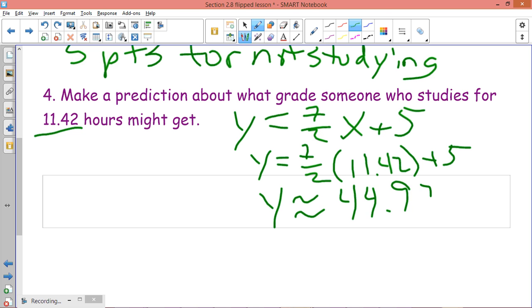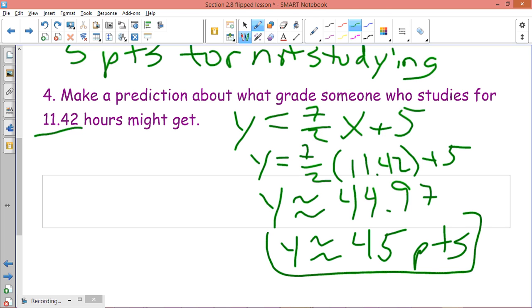Y is approximately equal to 44.97. Approximately, because remember, our model is a guess. Okay? We don't know for certain that somebody's going to get 44.97 points, but that's what our model would suggest. And so I'm going to say y is approximately 45 points. That's about what we would expect from 11.42 hours of studying.